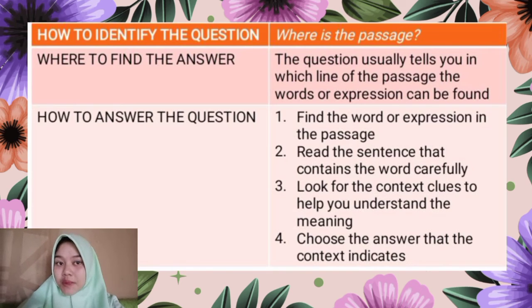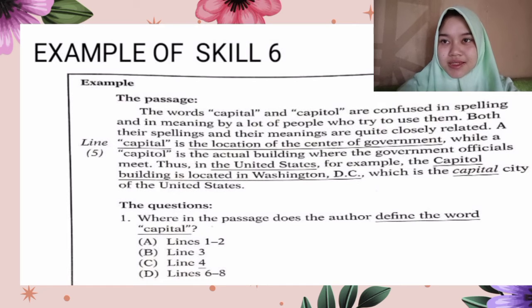How to answer the question? First, find the word or expression in the passage. Second, read the sentence that contains the word carefully. Third, look for the context clues to help you understand the meaning. And last, choose the answer that the context indicates. This looks easier, but there are a lot of things that can trick you.